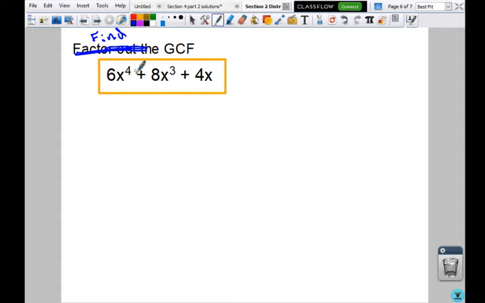So you check your answer first. Double check your answer. If you haven't yet, you can also start your exit ticket.